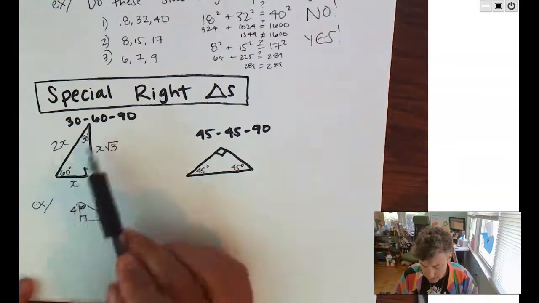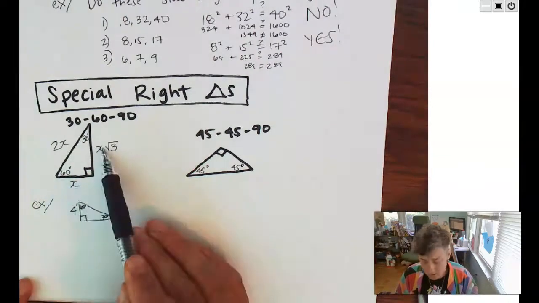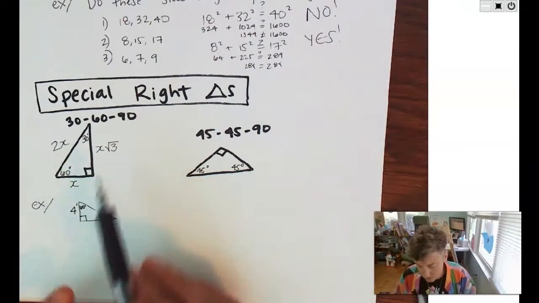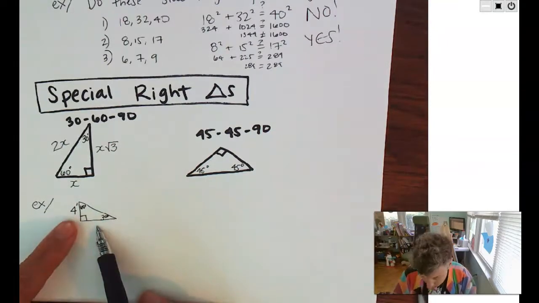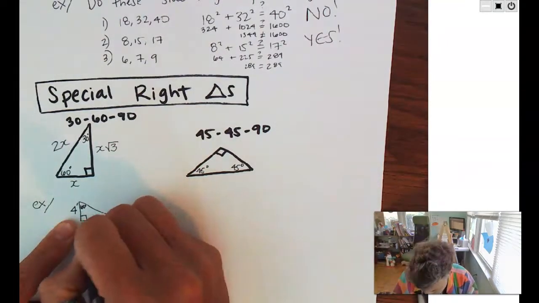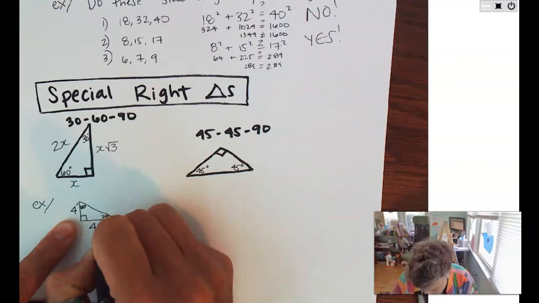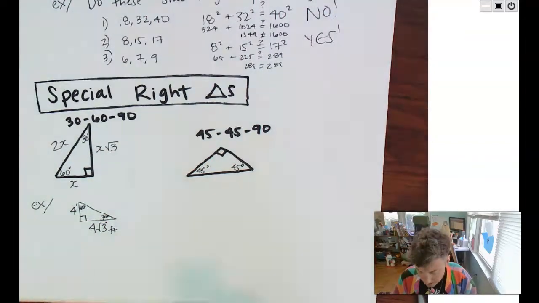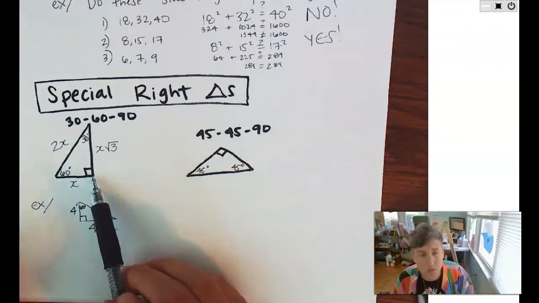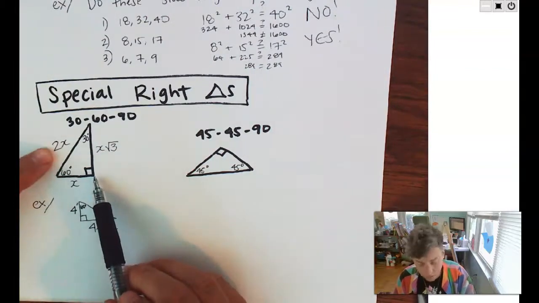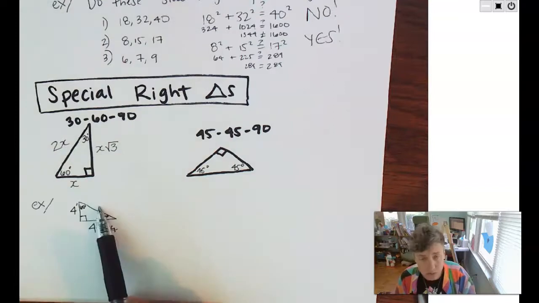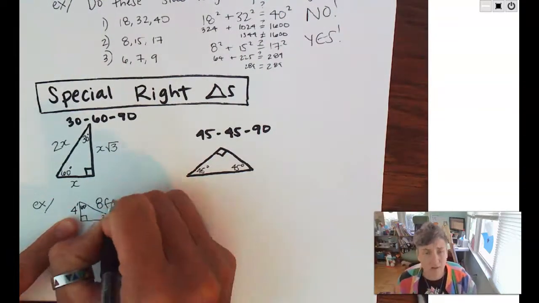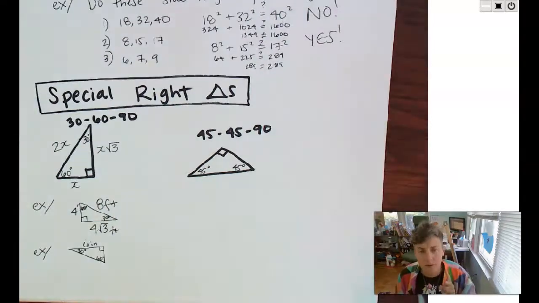This says the side across from the 60 is whatever that number was times the square root of 3. So the side across from this 60 is going to be 4 times the square root of 3. 4 times the square root of 3 feet. And this said the hypotenuse was 2 times that number. So our hypotenuse is 2 times 4, which is 8 feet. Pretty cool, huh? Here's a little bit trickier of an example.